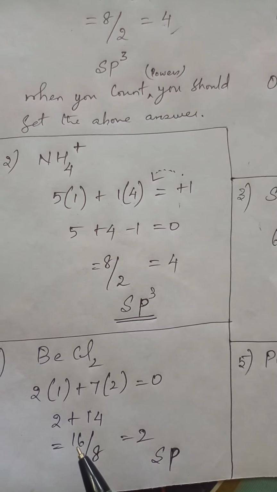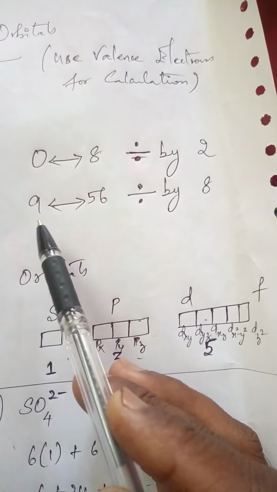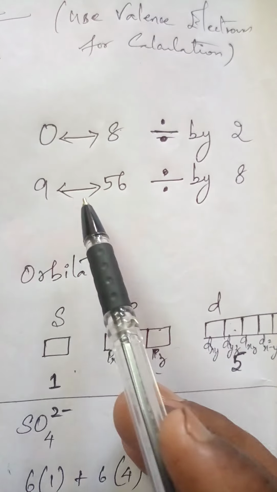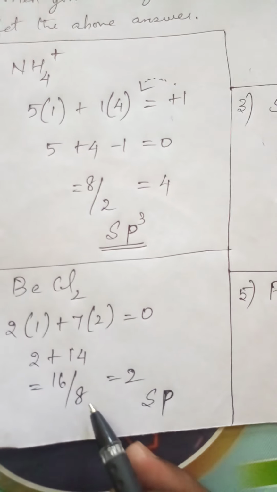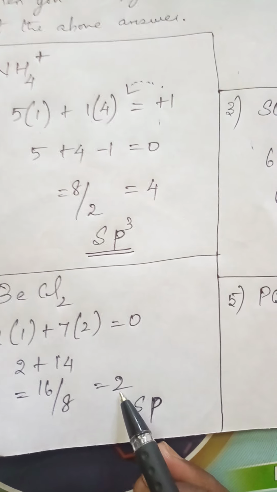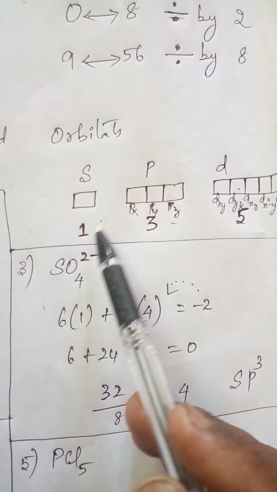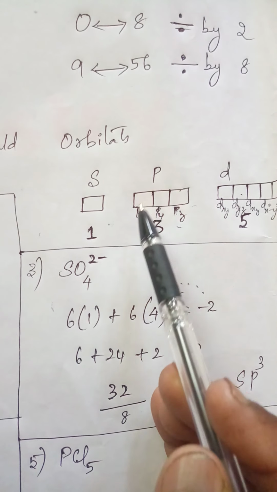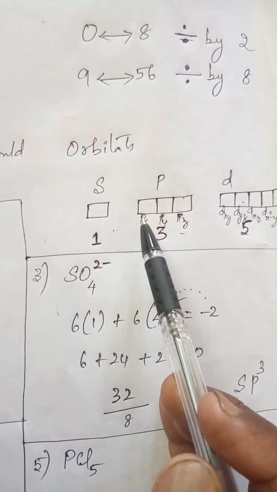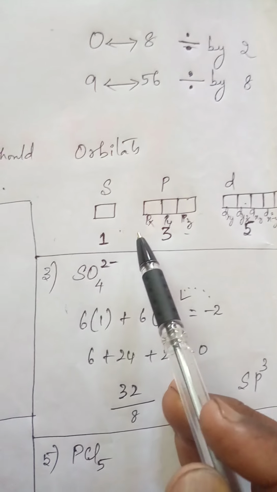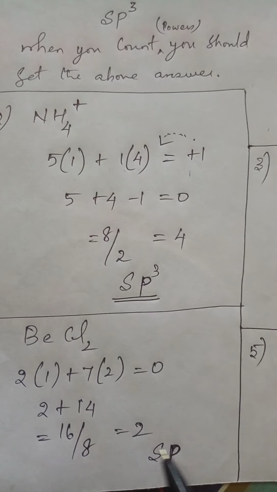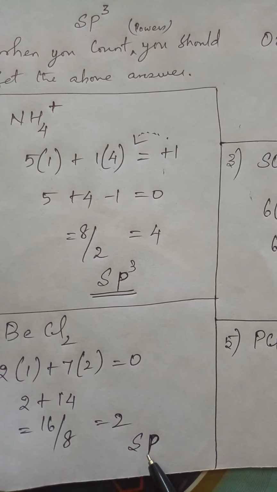When I get my answer as 16, it is above 8. So I need to use the second condition for my calculation. When my answer is above 8, that is, between 9 and 56, I need to divide it by 8. So as I divide my answer by 8, I get the answer as 2. Which orbitals will undergo combination? When I look into the concept of combinations, I combine one s orbital, and since totally I have used only 2, I will combine one of the p orbitals. Out of 3, only one p orbital is combined, that is the px orbital. So the hybridization existing in beryllium chloride is sp hybridization.